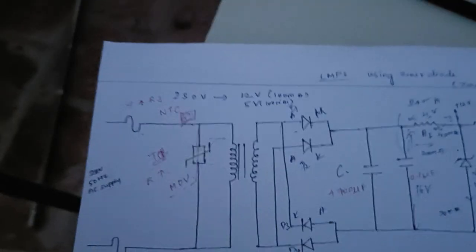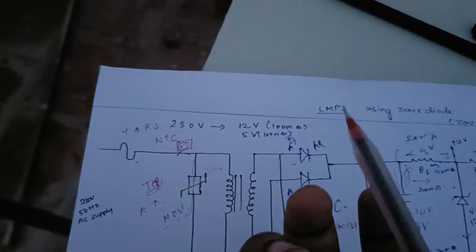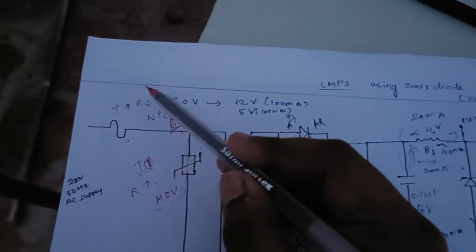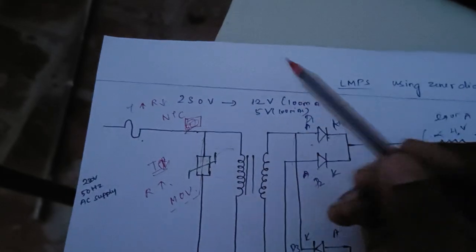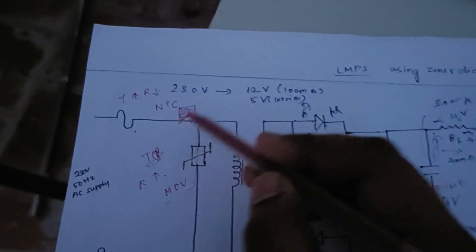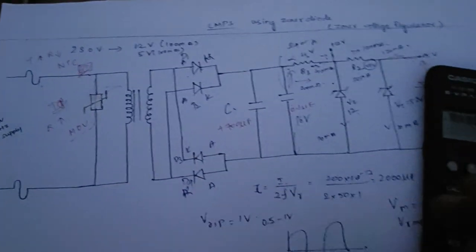So this is NTC. And why are we using NTC, negative temperature coefficient, and not PTC? Because PTC is the inverse of it. In NTC, when temperature increases, resistance decreases. This is the inverse relation, and it is usually connected in series with the circuit. So this is the LMPS circuit using the Zener diode as a voltage regulator.